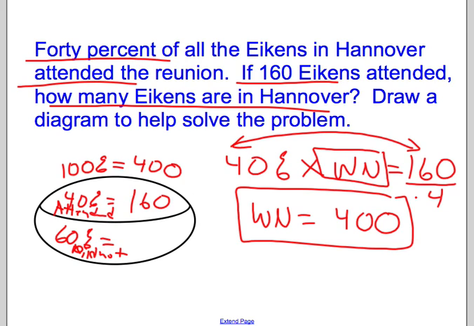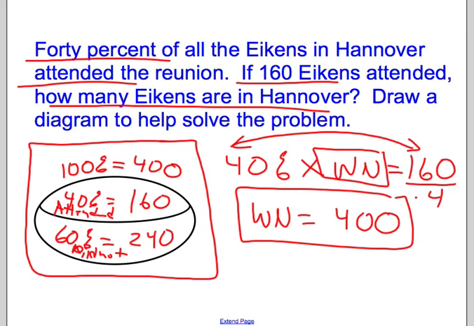Then how can I find out how many did not attend, Emily? You subtract the 160 from the 400. There you go. And that is what, 240? 240. So here is your second point.